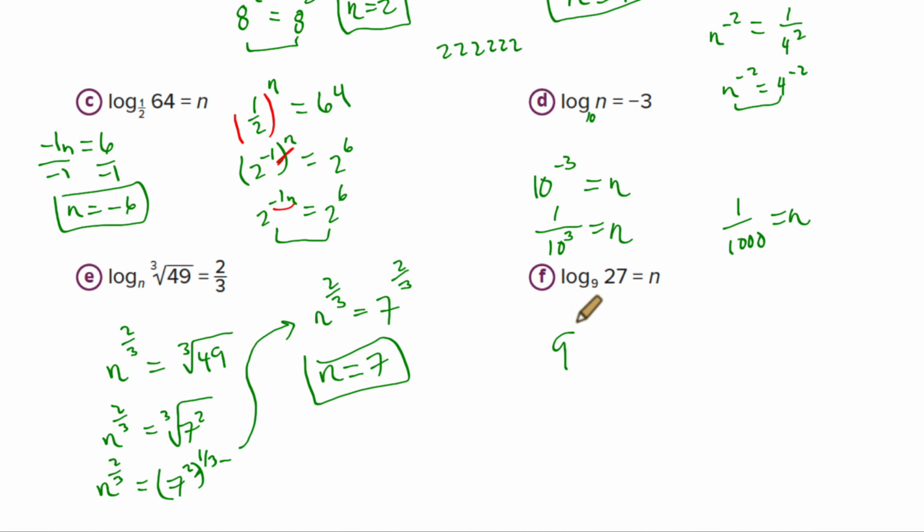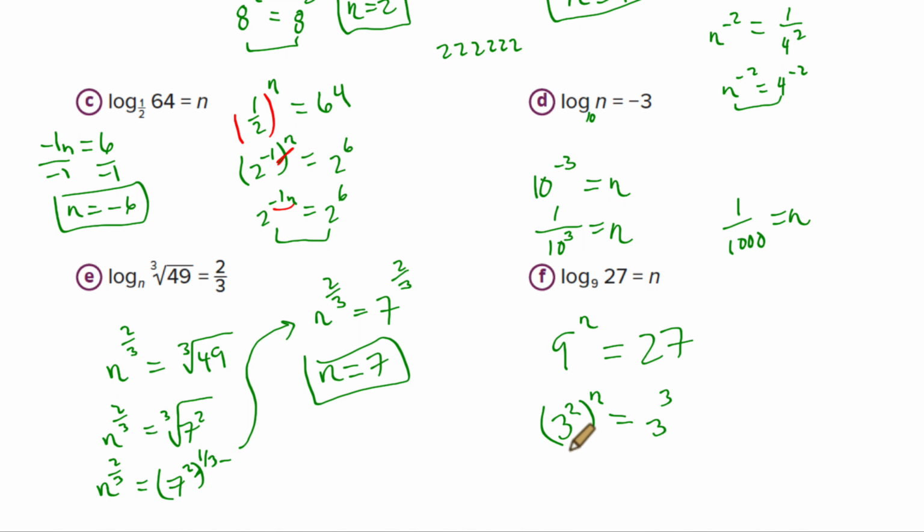We rewrite this one. 9 to some power has to equal 27. Well, you're like, Mr. Kelly, how do I do this? 9 squared is 81, so obviously it's less than 2. But you know what I can do? I can rewrite that 9 as 3 squared. So 3 squared to the nth power has to equal, and I can rewrite that 27 as 3 to the 3rd power. 3, 9, 27. So look, common base. That's the key to this whole page.